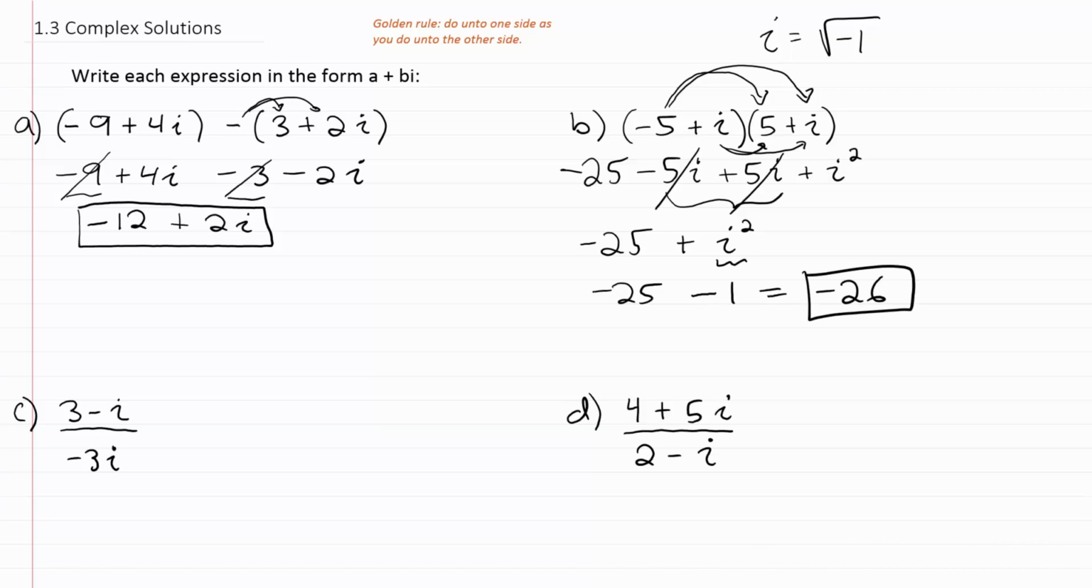All right, looking at the next one, it's (3 - i) divided by -3i. So when you have a fraction like this that has i's in it, you actually want to do something akin to rationalizing the denominator. In other words, we're going to multiply the top and bottom of the fraction by the same thing in the denominator. So we'll do -3i times the top and the bottom. And what's going to happen when we do that is we end up having -3i times (3 - i) over -3i times -3i.